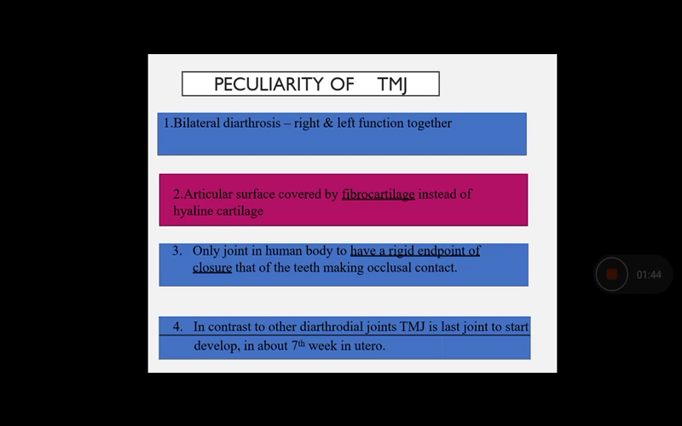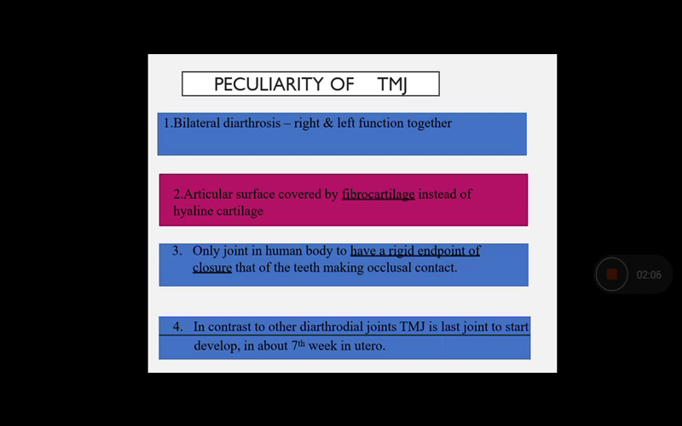The next peculiar feature is that the articular surface of the TMJ is actually covered by fibrocartilage, whereas the articular surface of all the other joints is covered by hyaline cartilage. Also, the TMJ is the only joint in the human body that has a rigid end point closure.